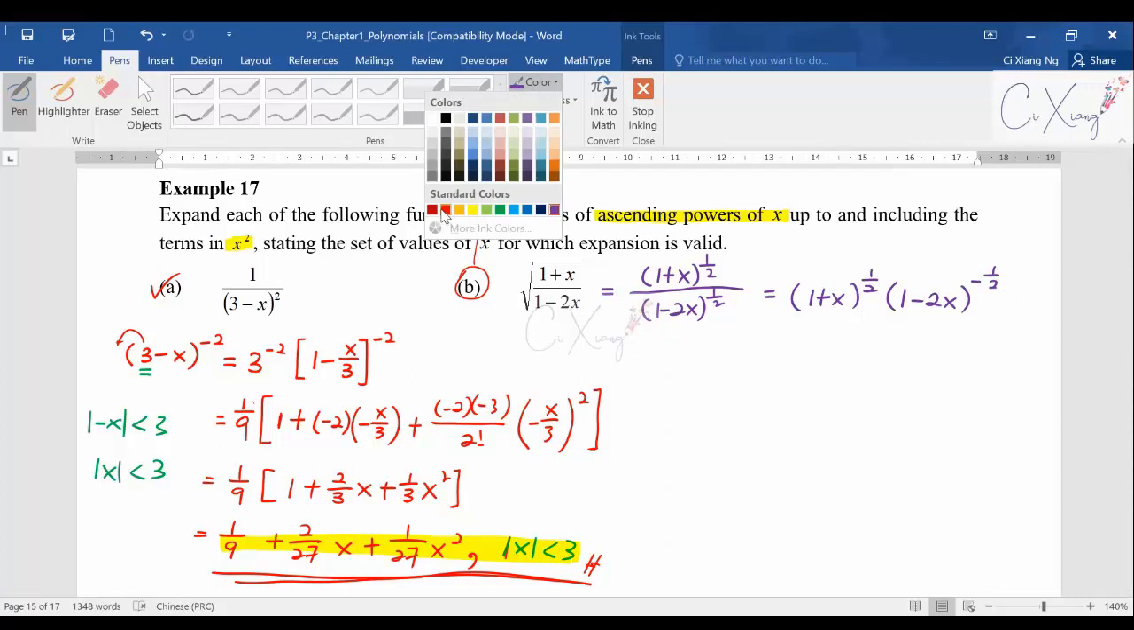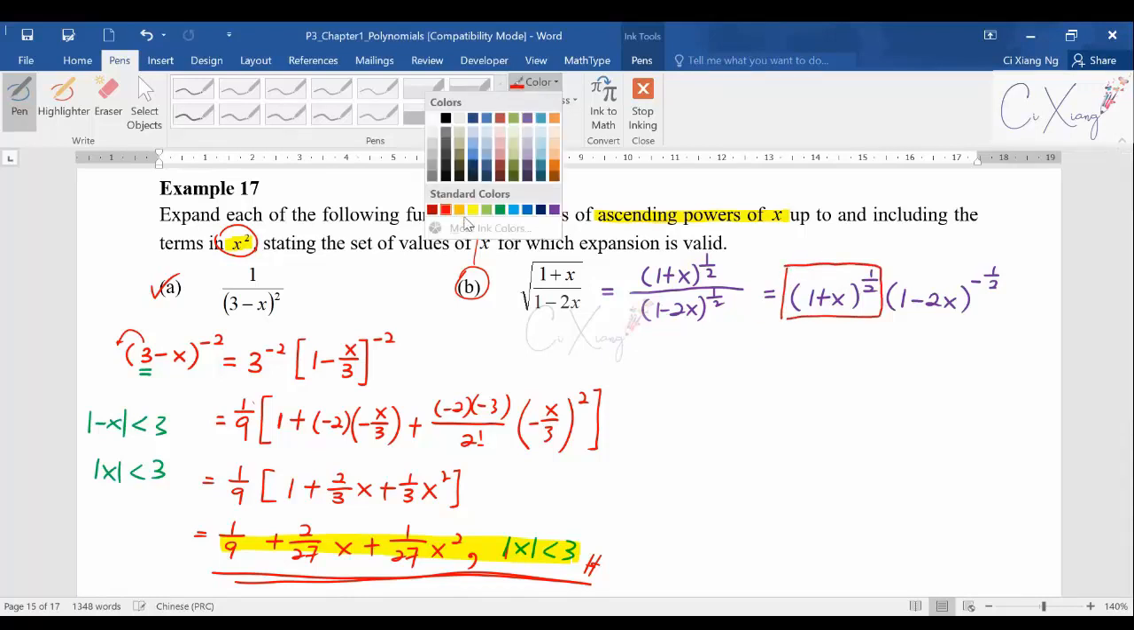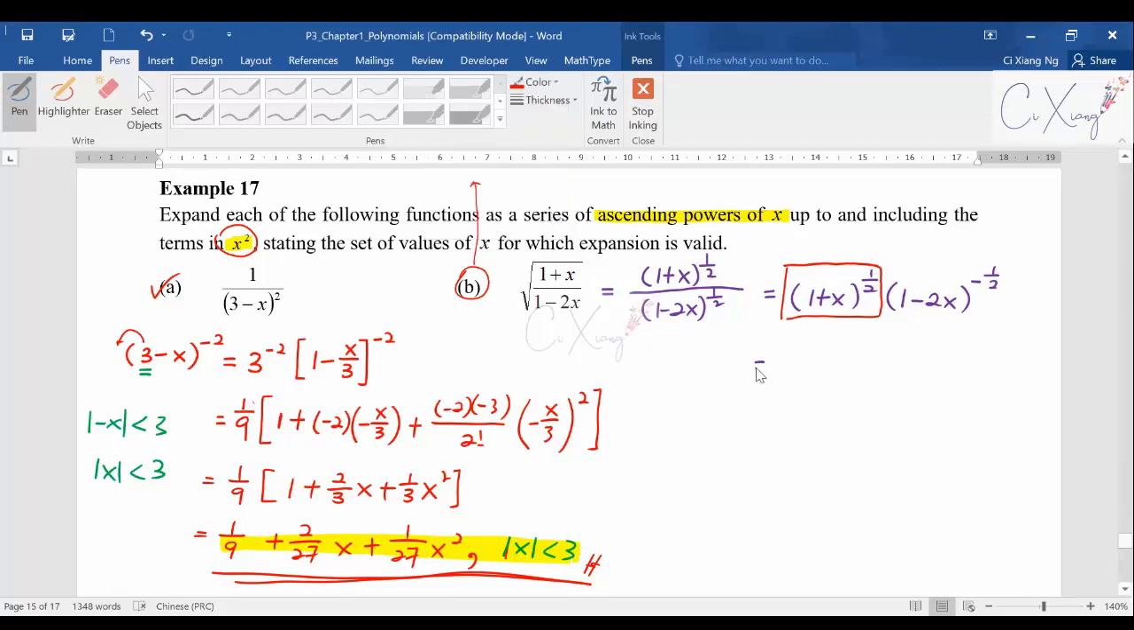Now they want you to expand everything up to x squared. After you do it like this, both brackets' first terms are also 1. So maybe for this one, you do the binomial expansion, and then you will get the answer in red.